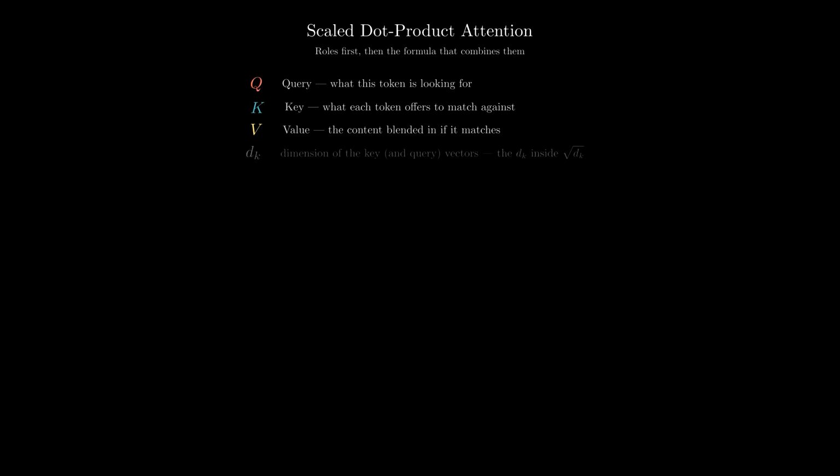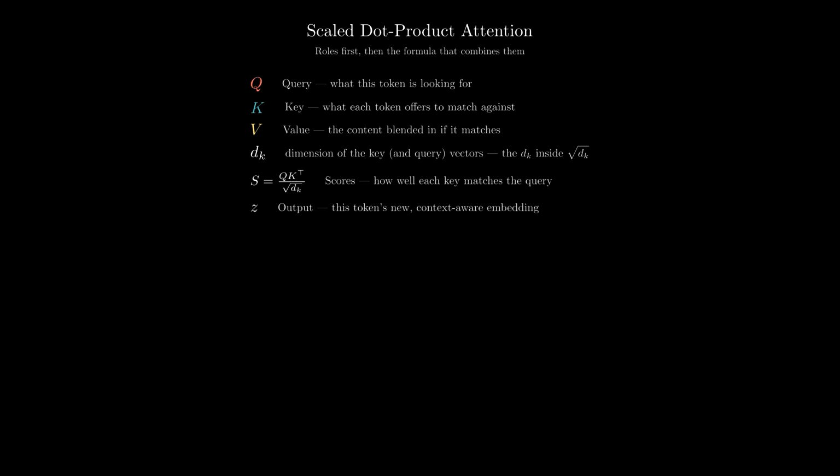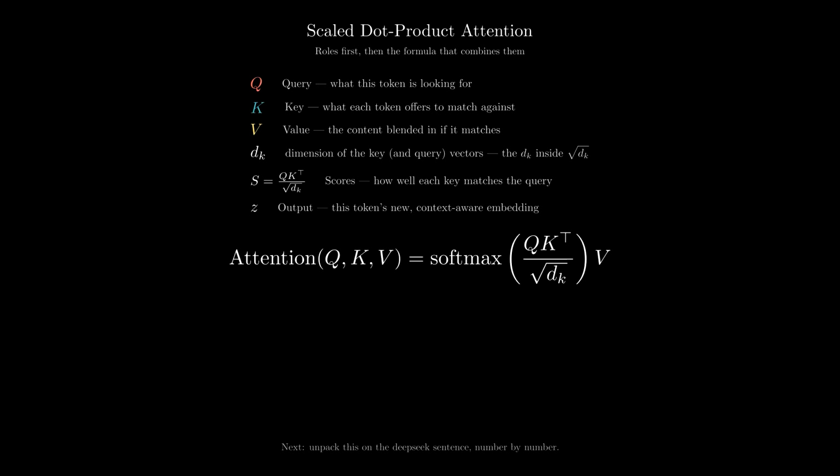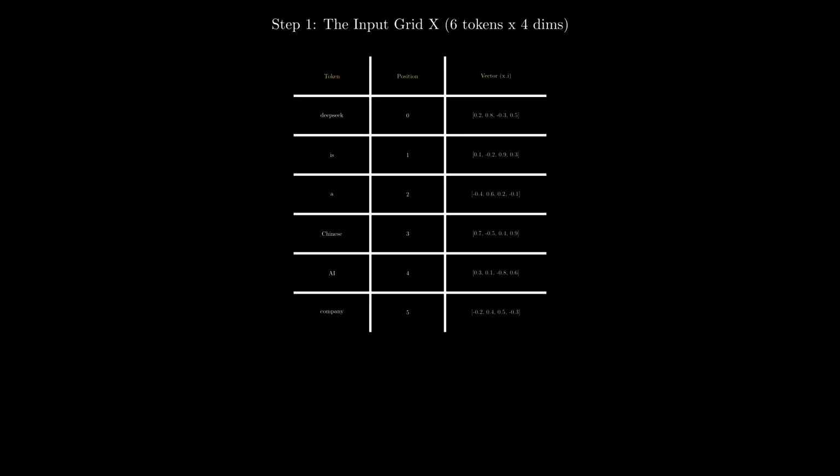Query asks what to look for. Key advertises token content. Value holds information passed along. The formula dots query and key, scales down by the square root of dk, applies softmax, and weights the values. Here, matrix X represents our final input embeddings already combined with positional encoding.